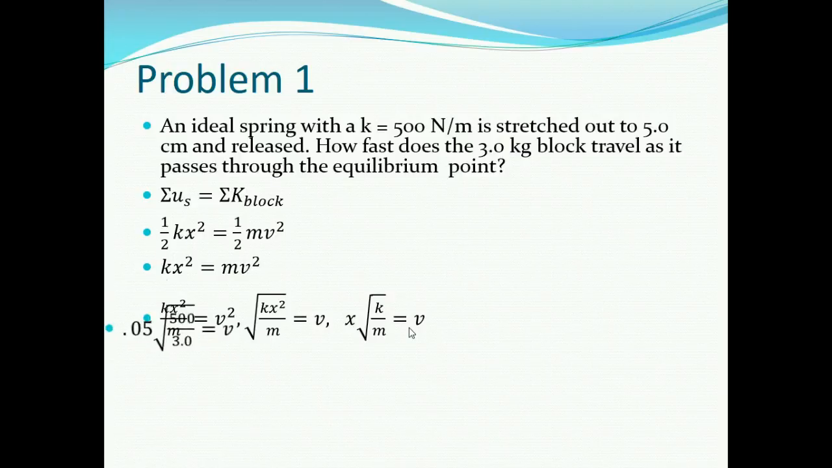If we plug in what we know, the displacement was 5 centimeters or 0.05 meters. The k, or the spring constant, is 500 newtons per meter. And the mass of the block was 3. So you do 500 divided by 3, then take the square root of that and multiply by 0.05. You would get 0.645 meters per second. So that is how fast the block moves at its fastest speed, which is as it passes through equilibrium.